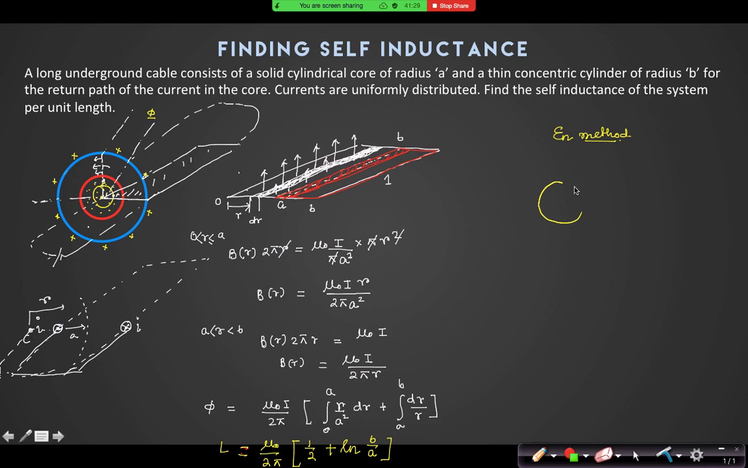So I will take a small cylindrical shell of radius r and thickness dr and length L. Can I say inside that cylindrical shell the magnetic fields are circulating like this? Yes or no?